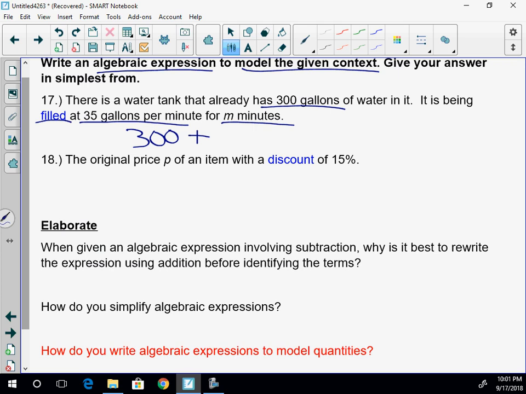And now I just have to figure out how much am I adding and how often. Well, I'm adding 35 gallons, but I have to add an additional 35 gallons every minute. So I multiply by how many minutes.